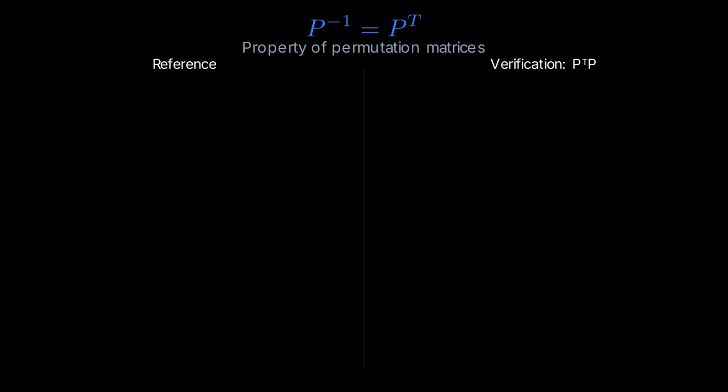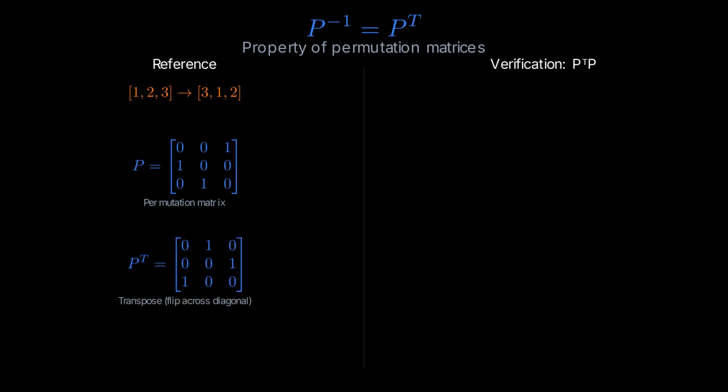Let's verify this with a specific example. Take the permutation that sends rows 1, 2, 3 to 3, 1, 2. The matrix P is: row 1 is 0, 0, 1. Row 2 is 1, 0, 0. Row 3 is 0, 1, 0. To find the transpose, we flip rows and columns across the diagonal. P transpose is: row 1 is 0, 1, 0. Row 2 is 0, 0, 1. Row 3 is 1, 0, 0. Now let's multiply P transpose times P and check that we get the identity.